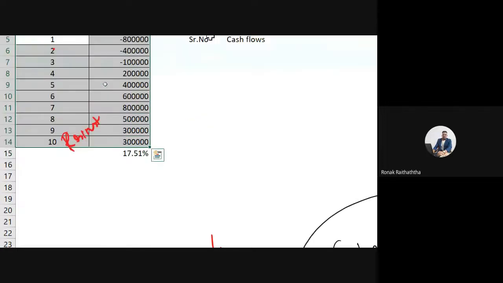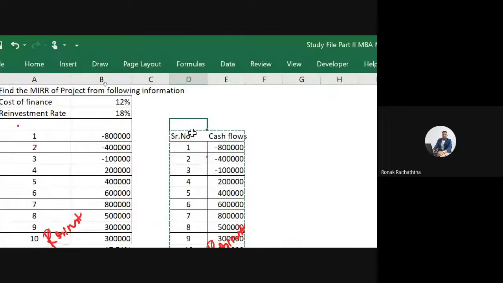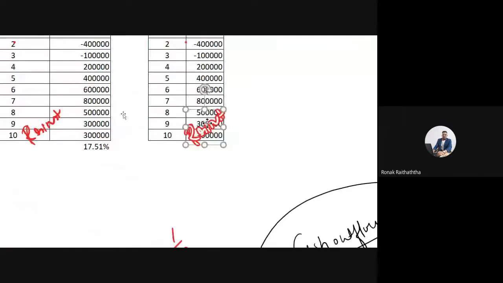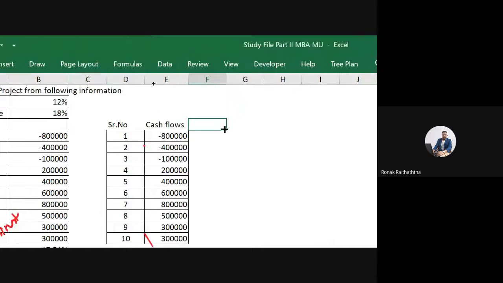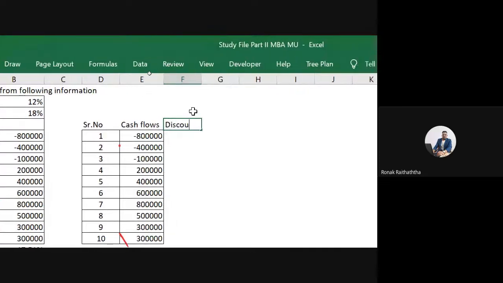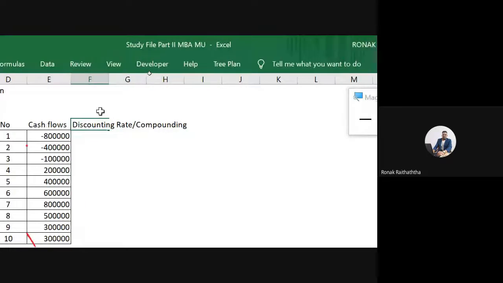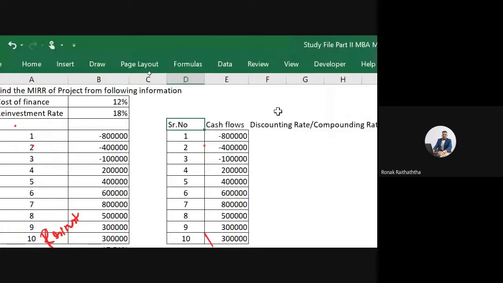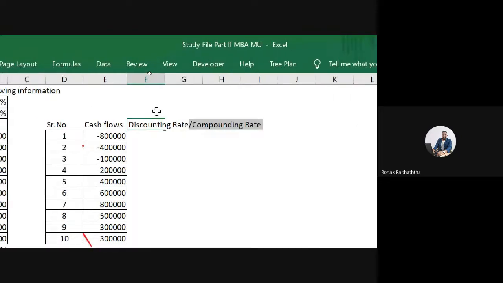I'm just taking this and copying it over here. You will also write it somewhere. Please, let's write it, all of you. Let me give you the heading of this column number so that you do not get confused. Then we will be requiring the discounting rate or compounding rate. To find future value, we will be requiring the compounding factor, and to get the present value, we will be requiring the discounting factor.